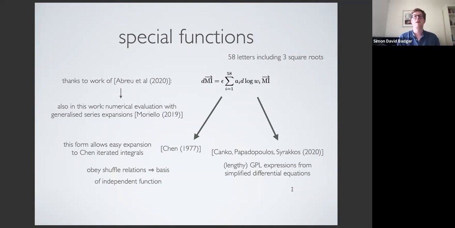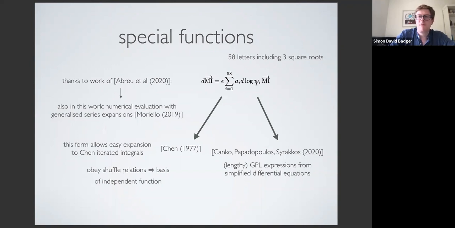So this is the finite remainder, which sort of likes to live in four dimensions and depends, in principle, on fewer special function monomials than the most general thing that would appear in the differential equations. Thanks to the work last year from Bruet et al. and also this work from Moriello on the generalized series expansions, we knew all of the integrals that went into this in a canonical differential equation.